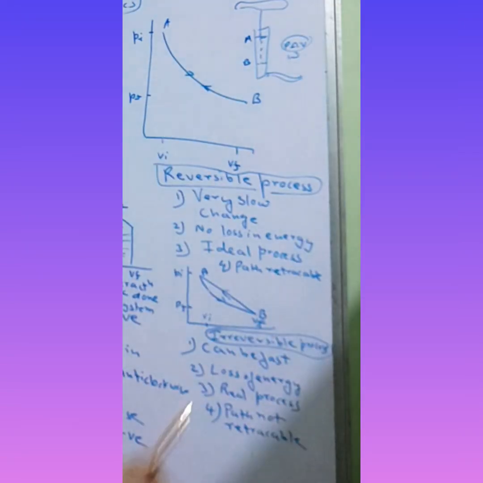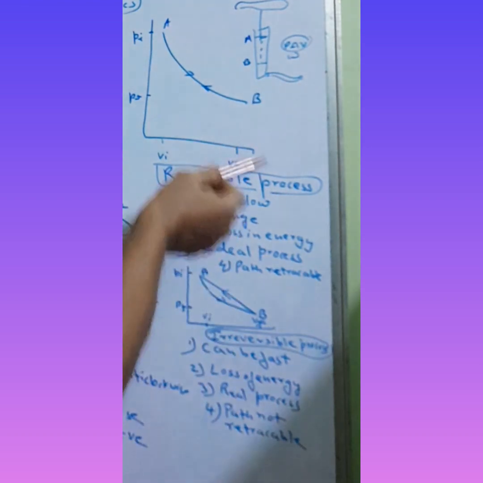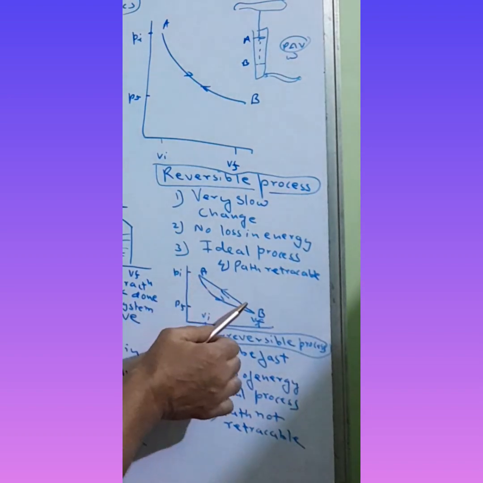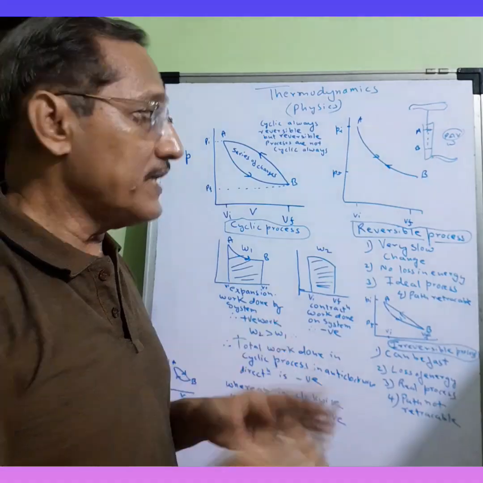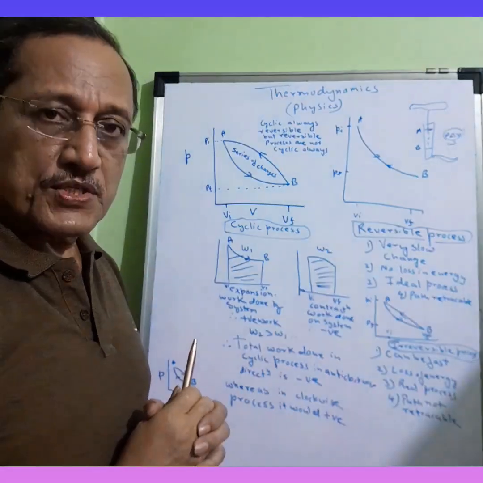So what about the irreversible process? In case of an irreversible process, we can do it fast. Loss of energy is there. It's a real process where we are losing heat owing to friction. So it's a real process, and the path is not retraceable. Fine. So that's the difference between a reversible process and an irreversible process.